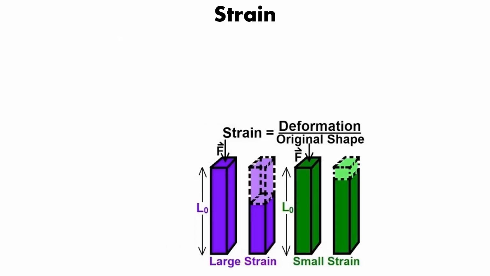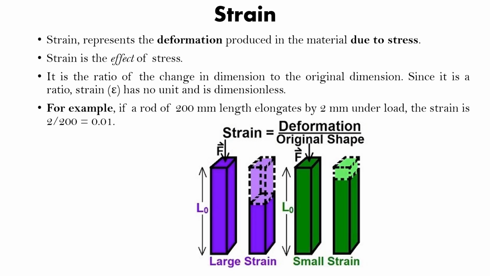The second one is strain. Strain is actually the deformation of shape: how much deformation has been done. Strain represents the deformation produced in the material due to stress. Initially we saw how stress is applied to an object. Here the force is being applied from the top, downward.